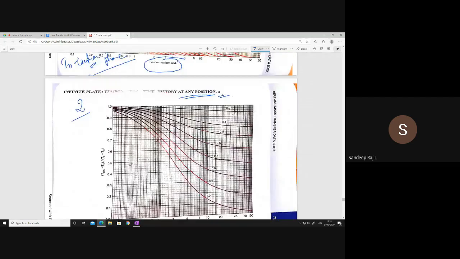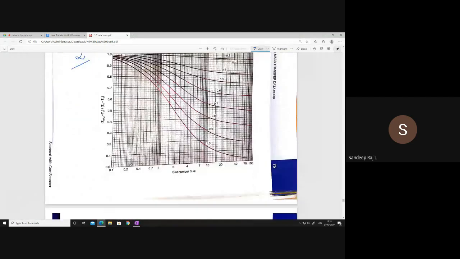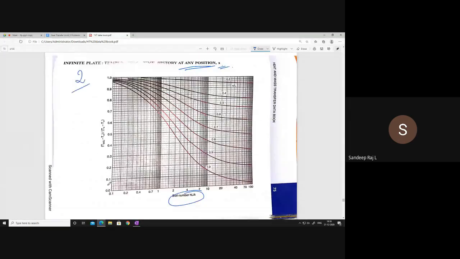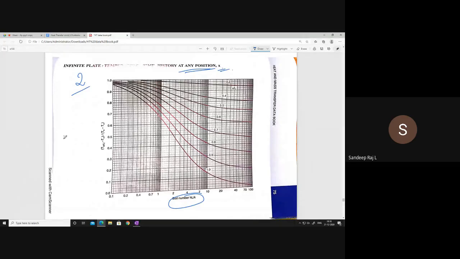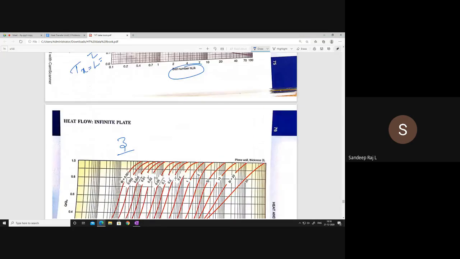If you use this graph, the same procedure will be followed. Using this graph, here you will have the Biot number, there you will have the Fourier number. That's the only difference. Using this, you will be able to calculate T at x by L. That will give you T at x equal to L. So x by L here is L by L, which is equal to 1. So you have to use this graph in this particular problem.